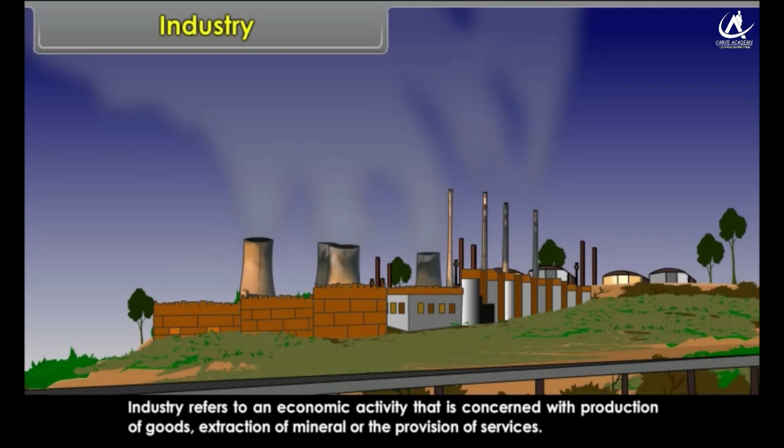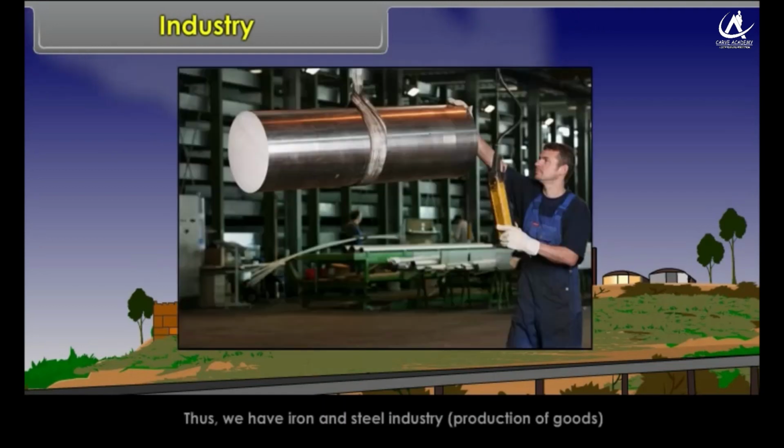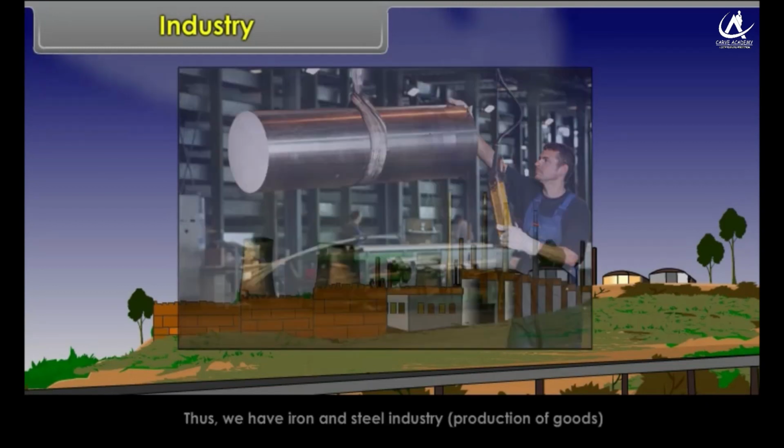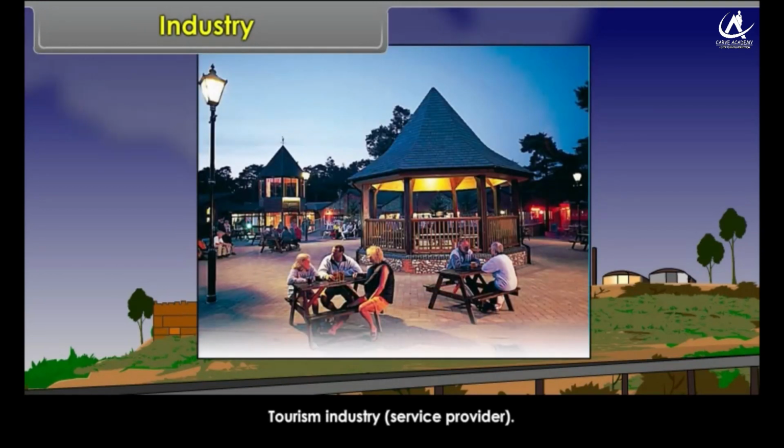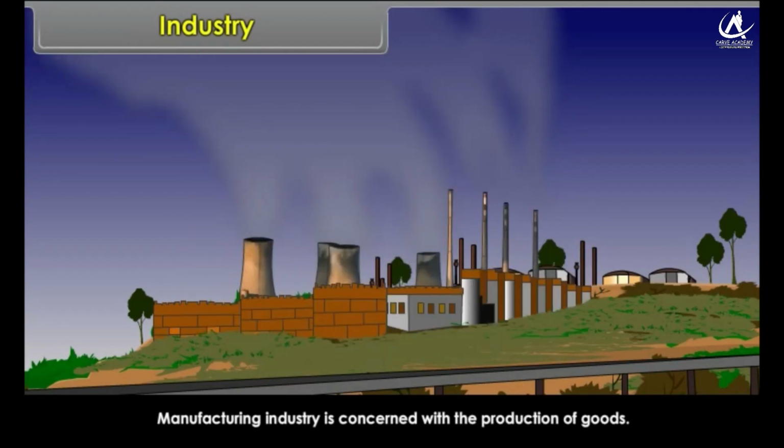Industry. Industry refers to an economic activity that is concerned with production of goods, extraction of minerals, or the provision of services. Thus, we have iron and steel industry, which involves production of goods, coal mining industry involving extraction of coal, and tourism industry, which is a service provider. Manufacturing industry is concerned with the production of goods.